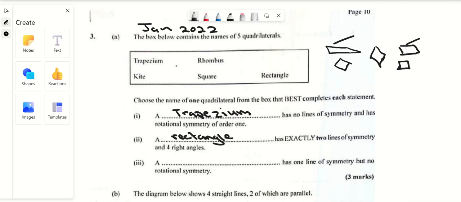Right, then C. Something has one line of symmetry but no rotational symmetry. Would not be a square because a square has more than one. It cannot be this, it cannot be this, it cannot be this because a trapezium has no lines of symmetry. It cannot be this because, as I said, a rhombus is more like a shifted square. The only one that is possible is this one here, which is a kite. So a kite has one line of symmetry, but no rotational symmetry.